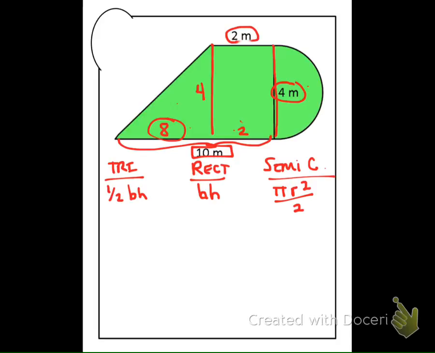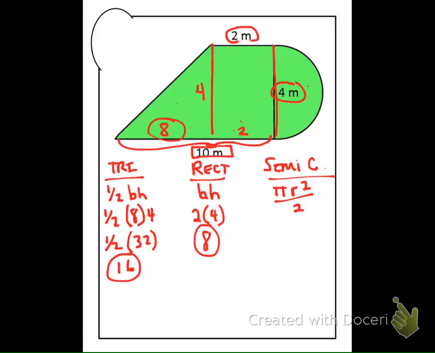So let's go down here and I'm going to start with my triangle. I need 1/2 of my base, which is 8, times 4, which is my height. If I do that, 1/2 of 8 times 4 is 32, and half of 32 is 16. So there's my triangle area. For my rectangle, my base is 2 and my height is 4. That gives me an area of 8 altogether. Nice and simple.